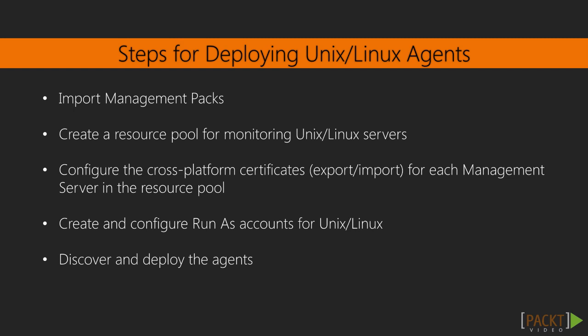What do you want to do first? Well, naturally, the first thing you would probably want to do is run a discovery. But for Unix Linux agents, there are several prerequisites that have to be in place before you can even begin the discovery. As a high-level overview, there are 5 processes that have to take place. First of all, you have to import the management packs for Unix Linux monitoring, create a resource pool for monitoring your Linux Unix servers, configure your cross-platform certificates, create and configure your run as accounts, and discover and deploy your agents.